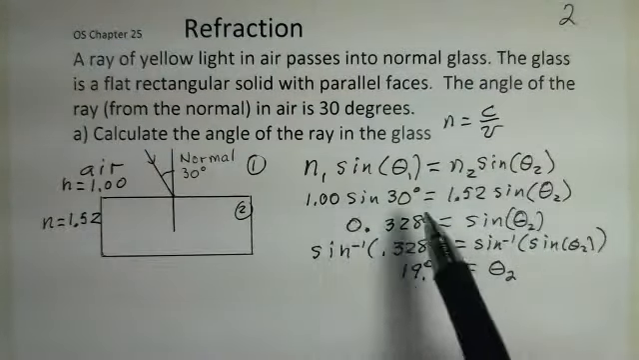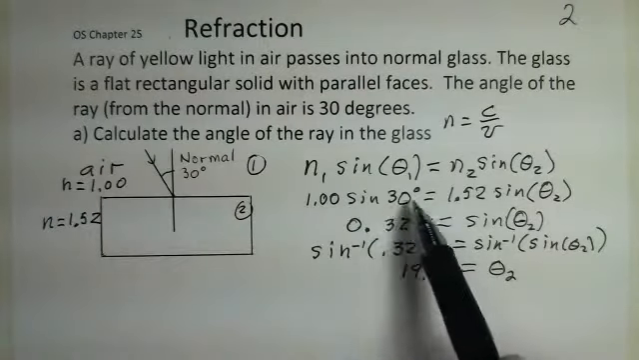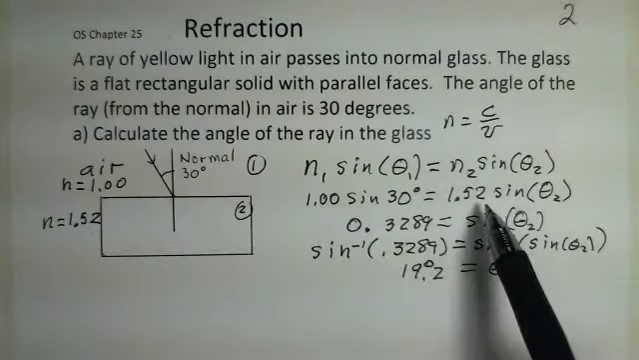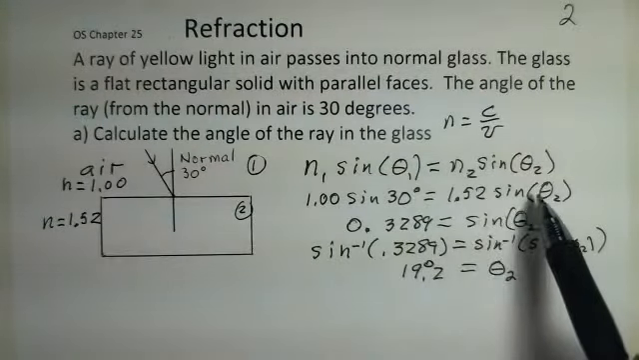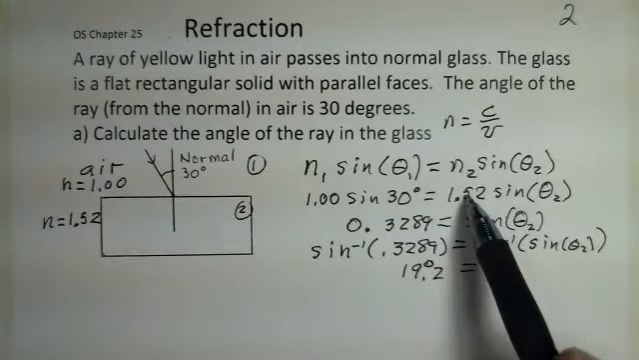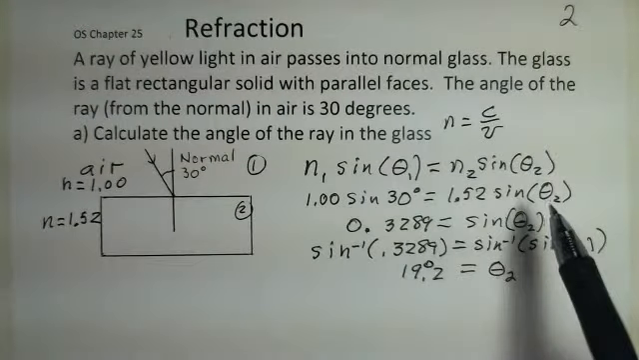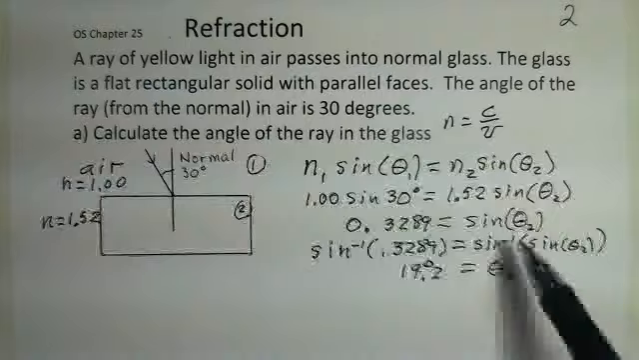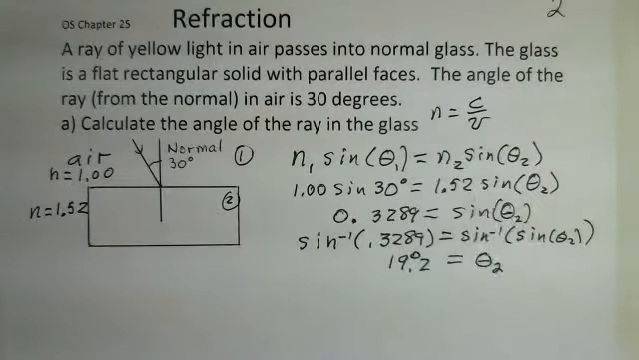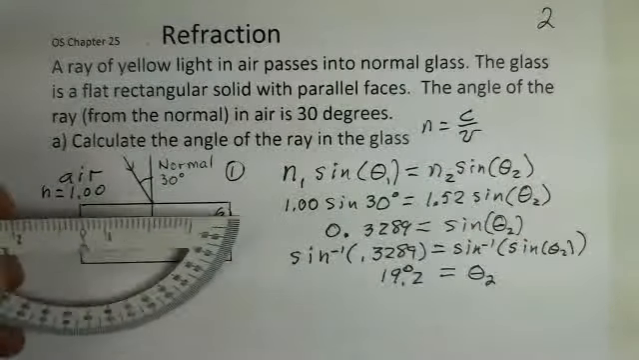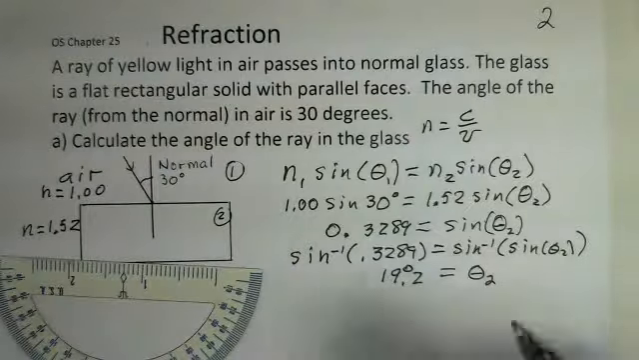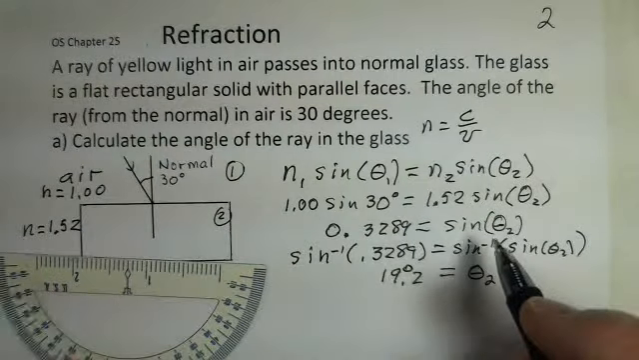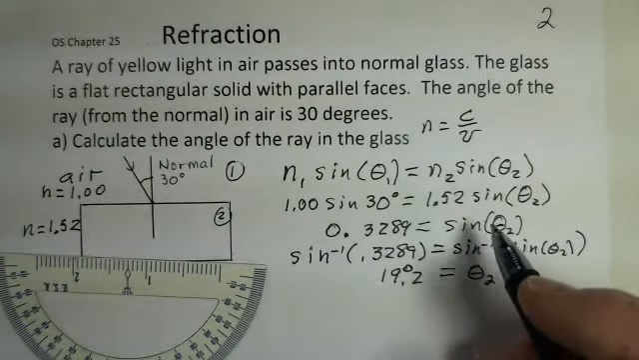Now, you can think of it this way. You've got 1 times sine of 30, that's 0.5, equals this number times this number. As n gets bigger and bigger and bigger, theta has to get smaller and smaller and smaller to keep the equality. So as we go into a denser index of refraction, the angle gets smaller. We get closer to the normal. The ray is closer to the normal.